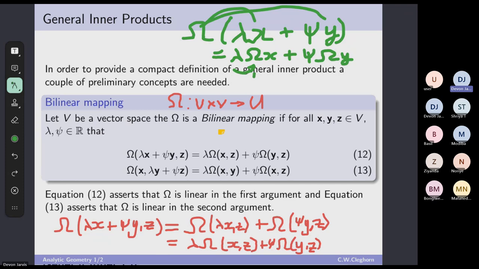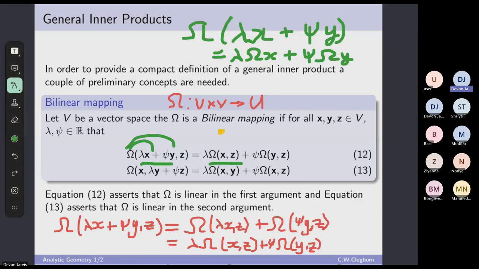Now we're going to generalize this concept into something with two arguments, one in the first position and one in the second. So let V be a vector space; omega is a bilinear mapping if, for all x, y, and z elements of V and lambda, phi elements of the reals, lambda times x plus phi times y in the first argument, with z in the second argument, can be distributed so that it's omega on x and z, multiplied by lambda, plus omega on y and z, multiplied by phi.